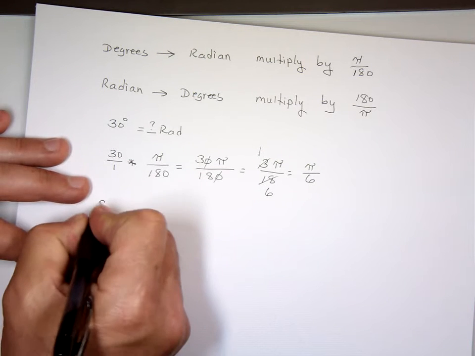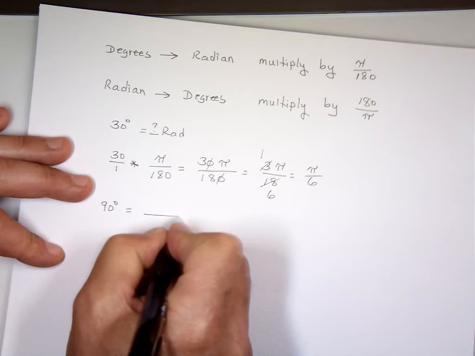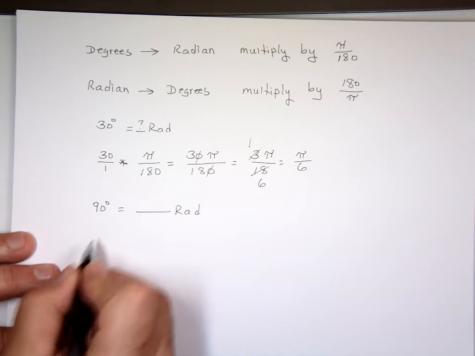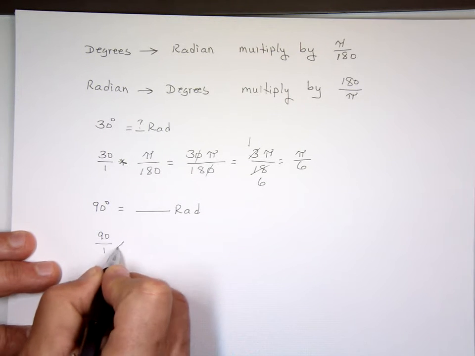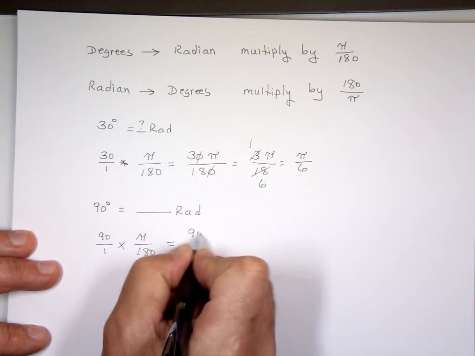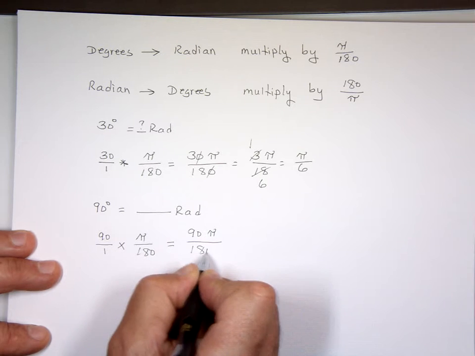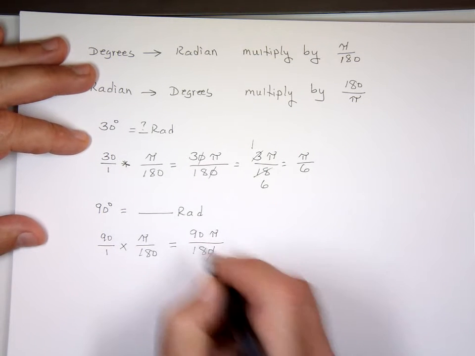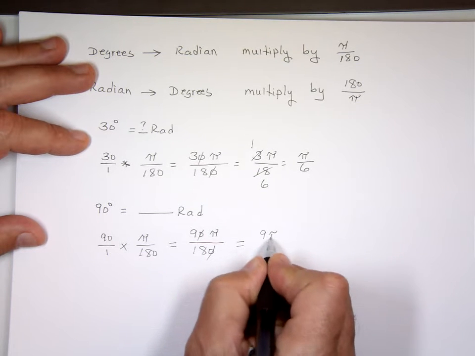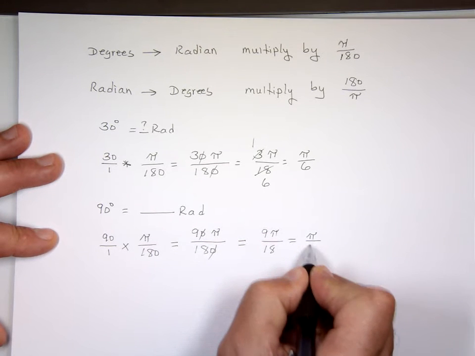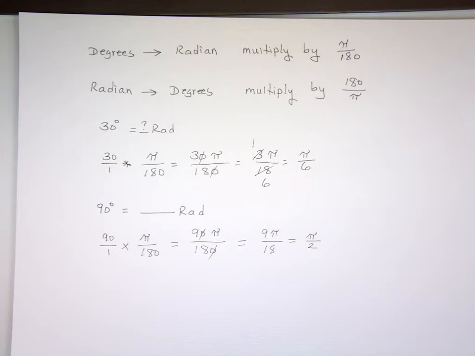90 degrees. How many radian? Again, we go 90 over 1 times pi over 180. That's 90 pi over 180. The 0 cancels the 0 for now. We can simplify more. Can you simplify 9 and 18? 1 over 2, right? Pi over 2. 90 degrees is pi over 2.